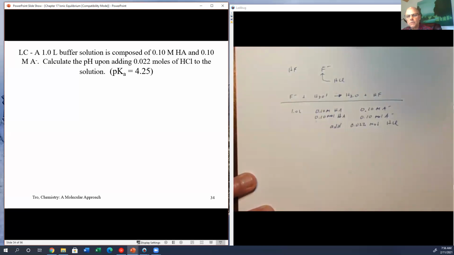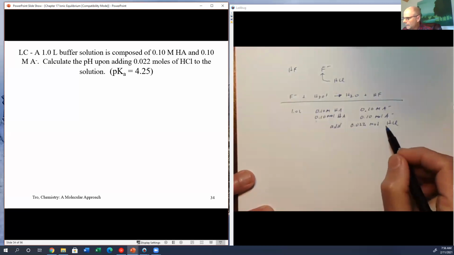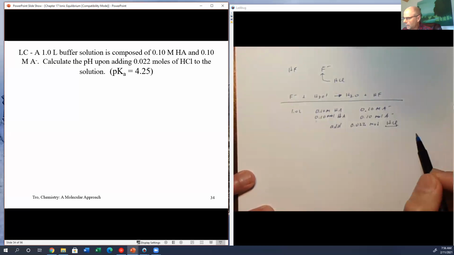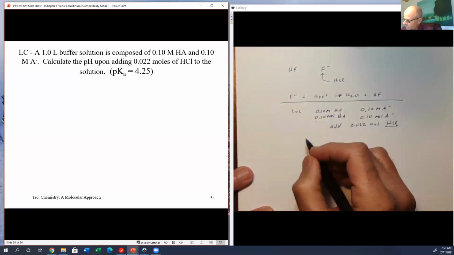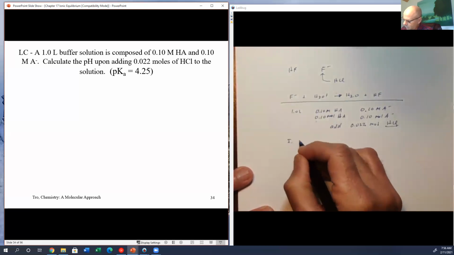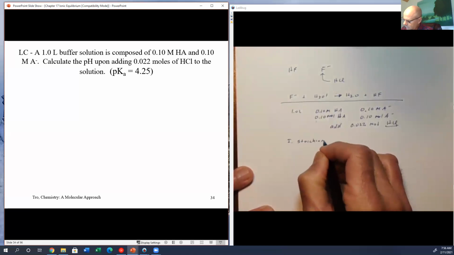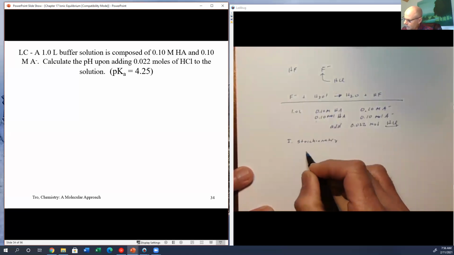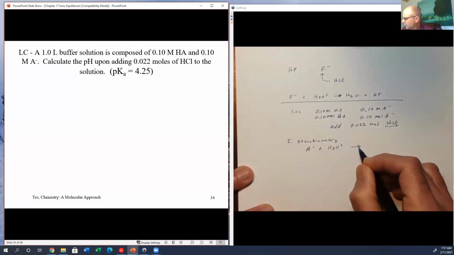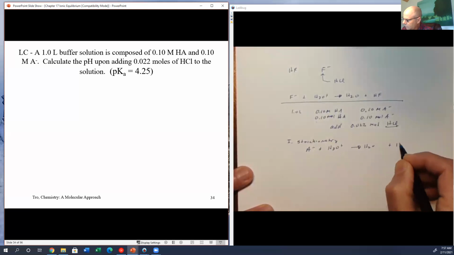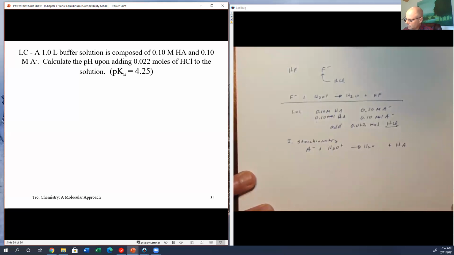In the previous example, we added a strong base to the buffer and it reacted with the acid. In this example, we're adding strong acid, so it reacts with the base. So let's write out the neutralization equation. Remember, these calculations have 2 parts. The first part is a stoichiometry calculation. The stoichiometry here is A minus plus H3O plus goes to form H2O plus HA.